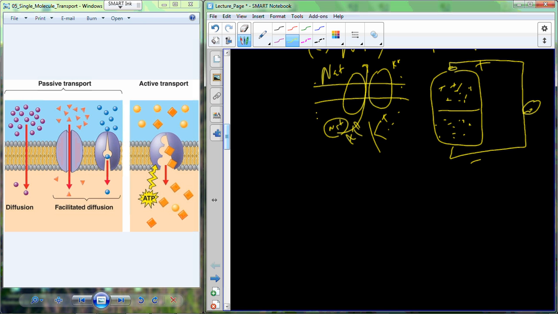So those different mechanisms there are for single molecules. But what if I need to move a large amount of molecules? We can also do that, and it's called bulk transport.